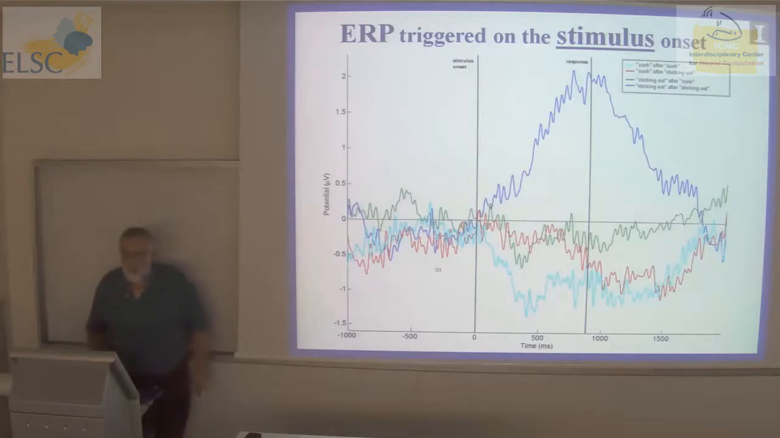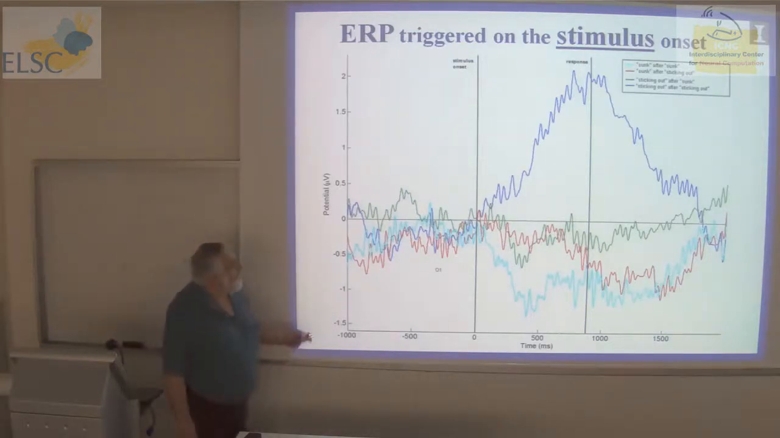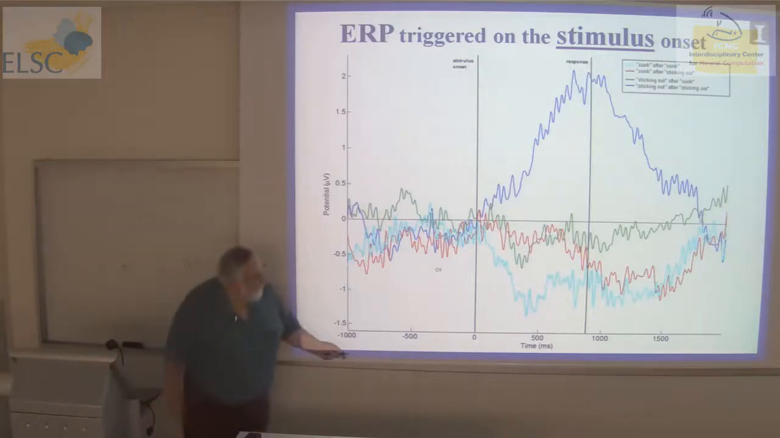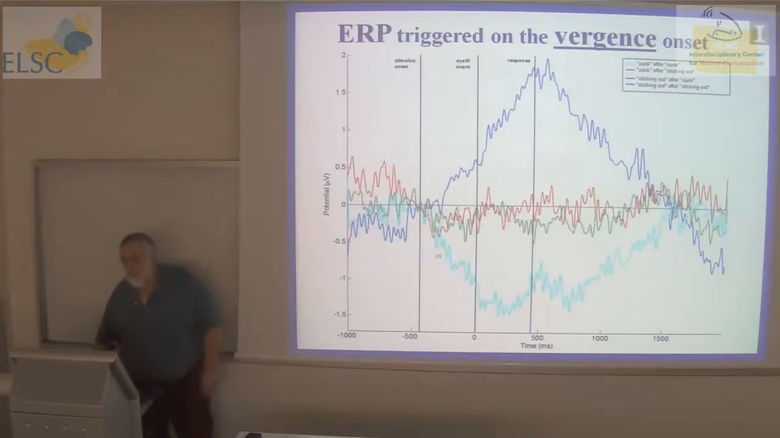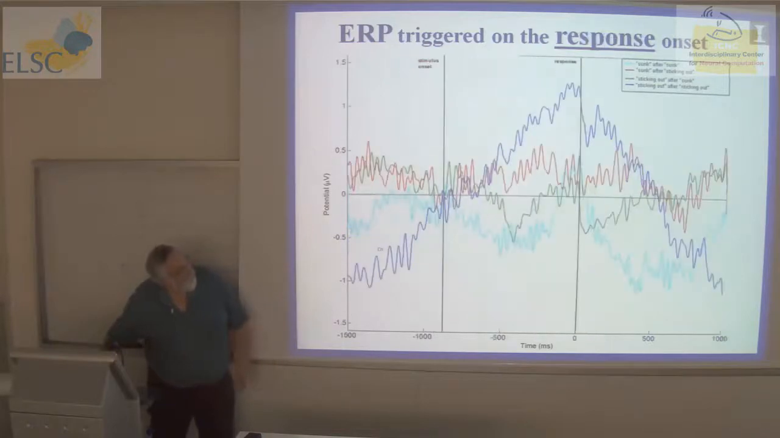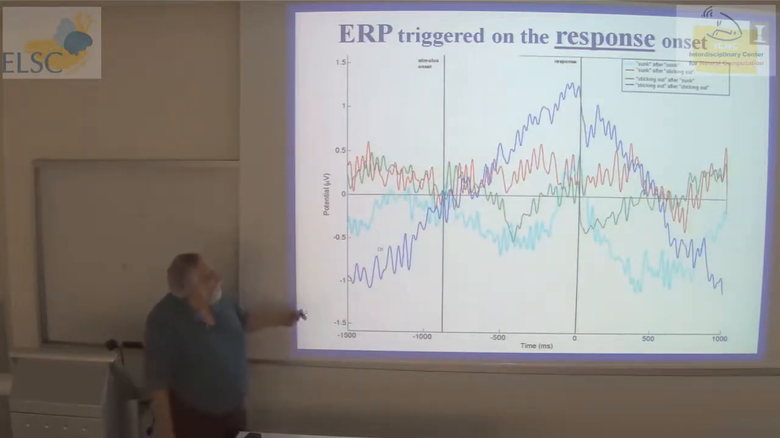So this is brain activity triggered on stimulus onset. The blue is stepping in, the cyan is stepping out, and those are stepping out after in and in after out, triggered on stimulus onset. There is a nice response. This is triggered now on the beginning of the eye movement, and now you can see that those two became flat, and this is much more convincing. This remains the same, and when you do it on the target, you see things, but it's a mess.